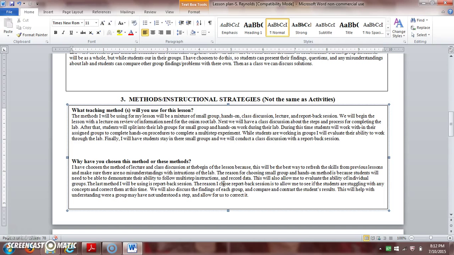The last method, the report back session, is so they can see what other students have found and see what other struggles there are, and maybe another group can explain, maybe group A is having problems with step 3 and group B can explain to them in a better way so that they can get past that. And we'll compare and contrast the data that was found, and we'll move past any problems that we have, and it'll help students leave the class with a better understanding of everything.